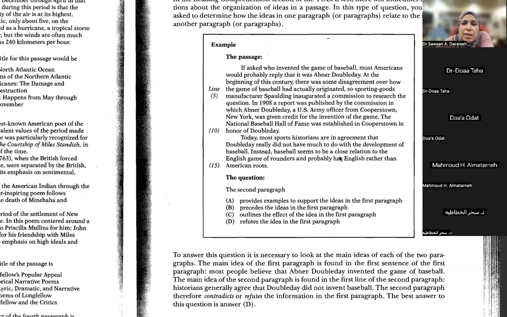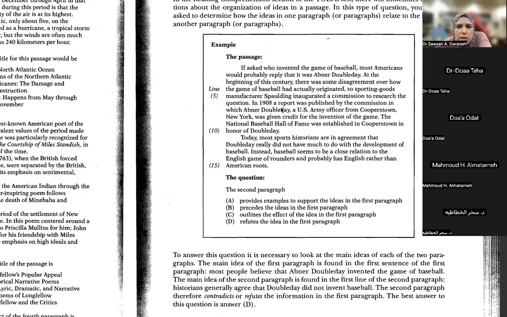Anyway, why I said this is just to tell you that, see how sometimes something like this, look, people are not sure who really invented the game of baseball. So some commission wanted to check and see who really discovered baseball. Is it this man or someone else? In 1908, a report was published by the commission. A commission is an organization.